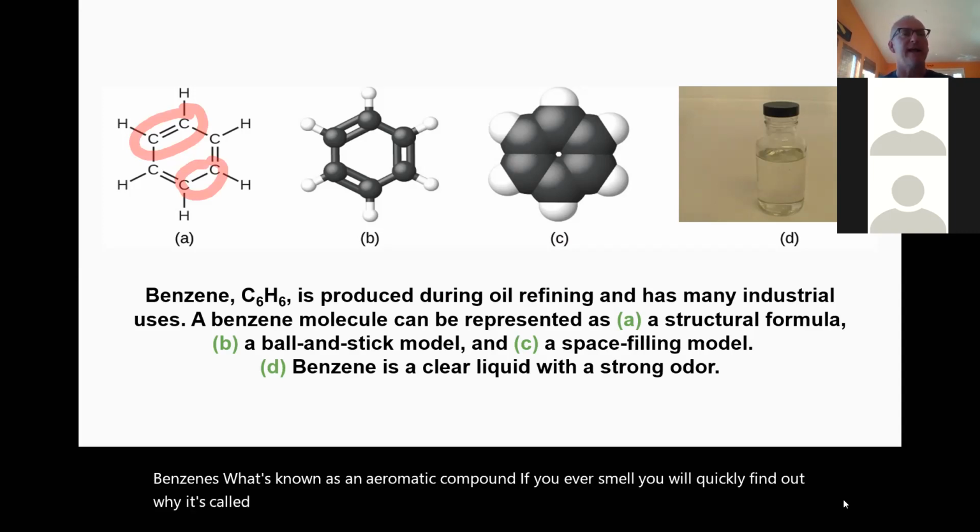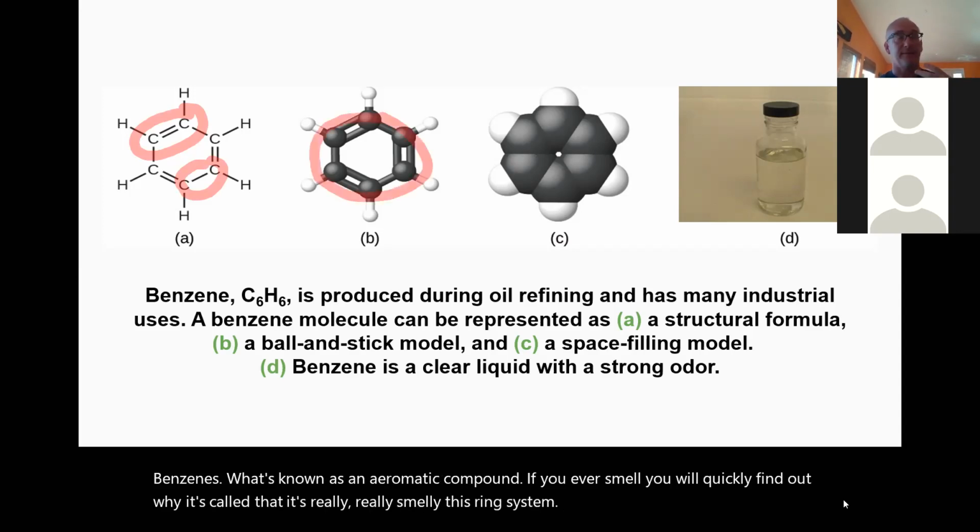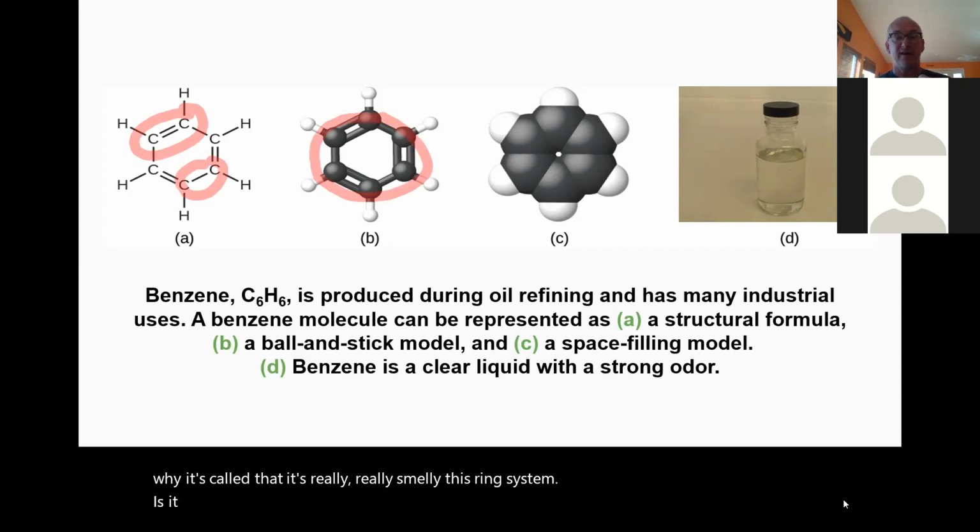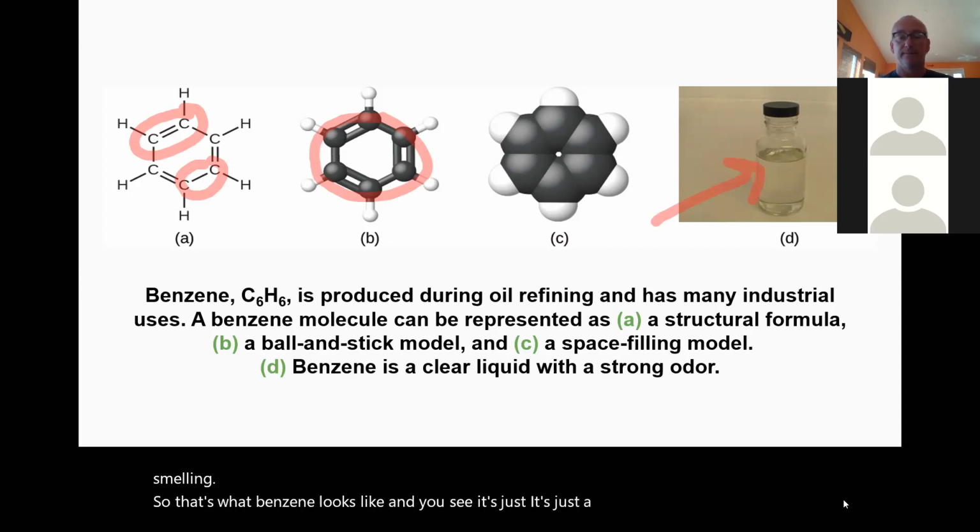It's really, really smelly. This ring system evaporates very, very quickly. We say it has a high vapor pressure, and it's very strong smelling. So that's what benzene looks like. You can see it's just a clear liquid.